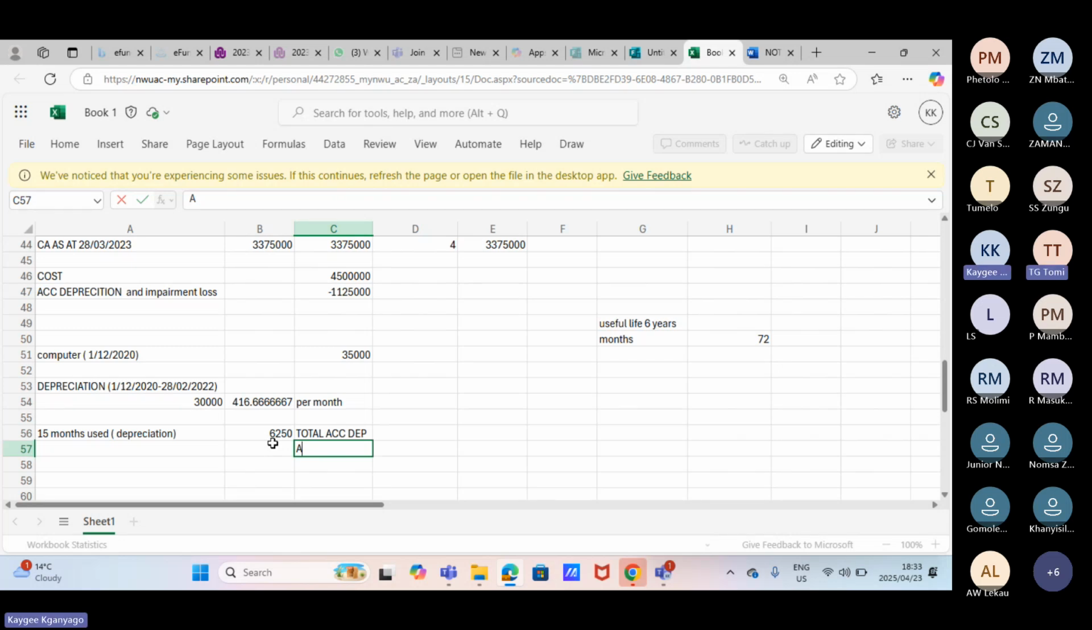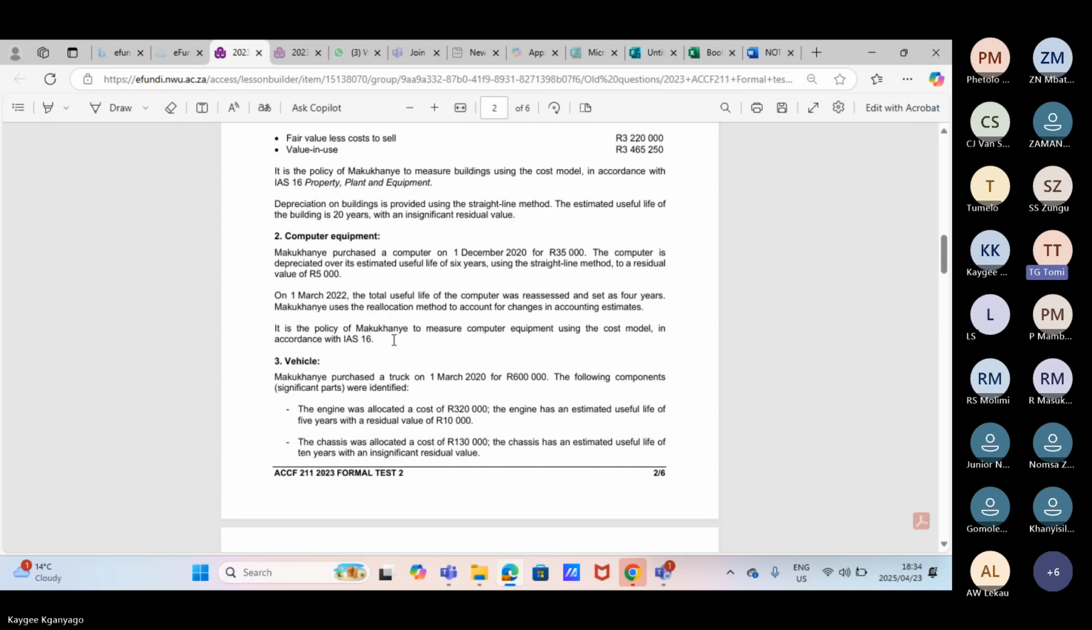Sorry, I think there's a mistake somewhere. I think the cost price should be 35,000, right? Yes. So I said 35,000 multiplied by 15 divided by 72, and I got 7,291. But if I round it off, I got 7,292. There is a residual value of 5,000 there, which you need to take into account. Okay, I saw my mistake.